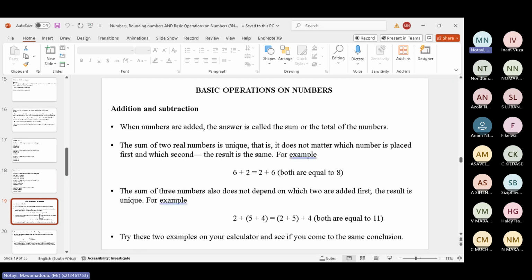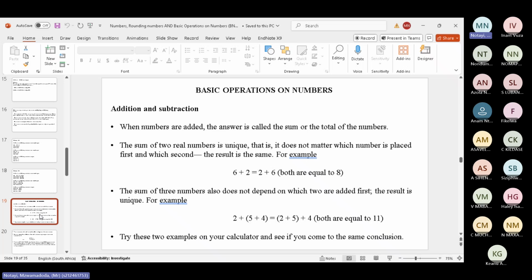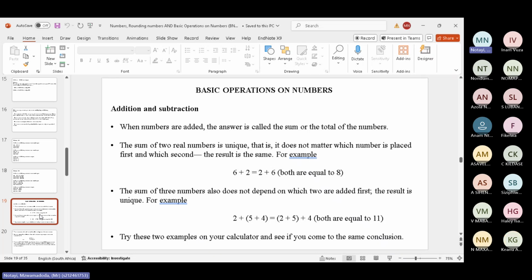All right, let's shift our attention to the basic operations of numbers. Okay, so there are 4 basic operations on numbers. So we have addition, subtraction, multiplication and division. When numbers are added, the answer is called the sum or the total of the numbers.